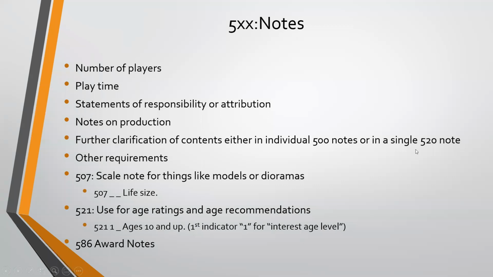So if you wanted to provide some additional detail about the things in your 300 note, you can add individual 500 notes for each object or each component, or you can have a single 520 note explaining all of them in more detail.